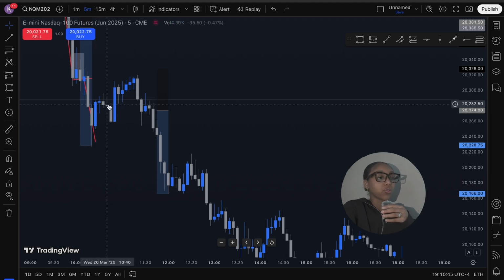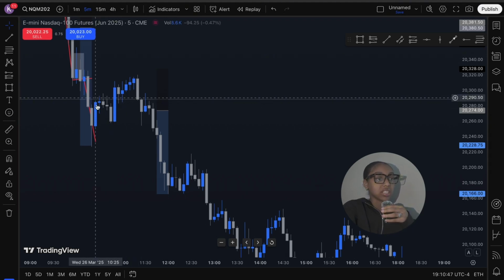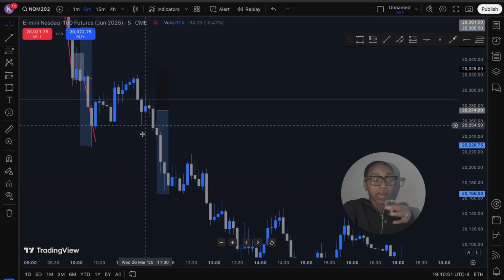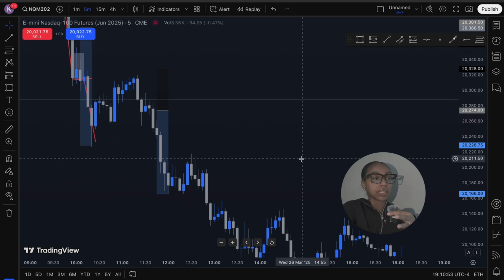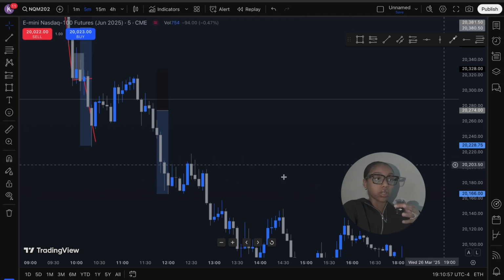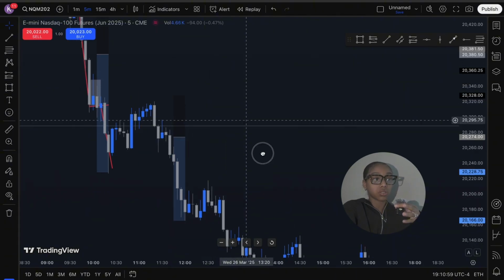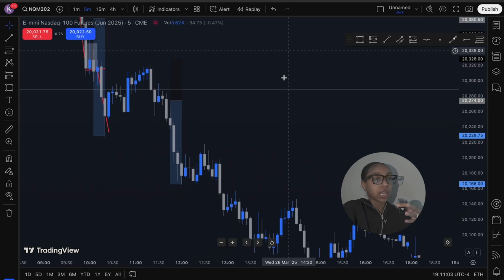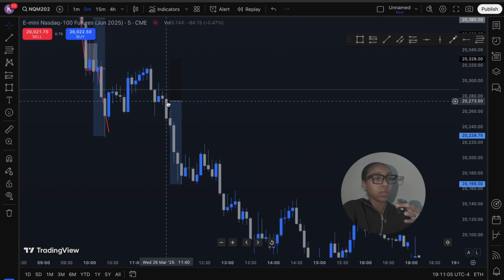We had several rejections to this resistance, and then we came up and instantly rejected off of it, which showed me that we are more than likely not going to continue to the upside. So the pullback is over because this is a strong trend, right? So I'm like, okay, trend continuation, and I entered at the open of this candle.